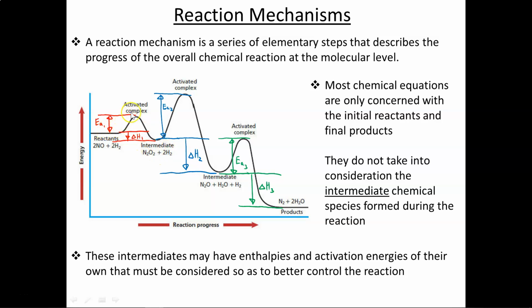So elementary step number 1, resting spot. So the products in the first elementary step become the reactants for the next elementary step. Then here's another resting spot, another intermediate. Then these intermediates become the reactants for the next and final elementary step before we get to our final products.